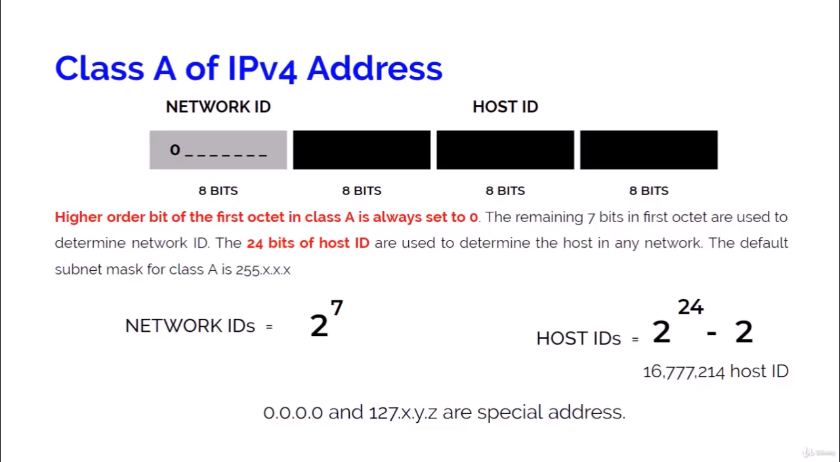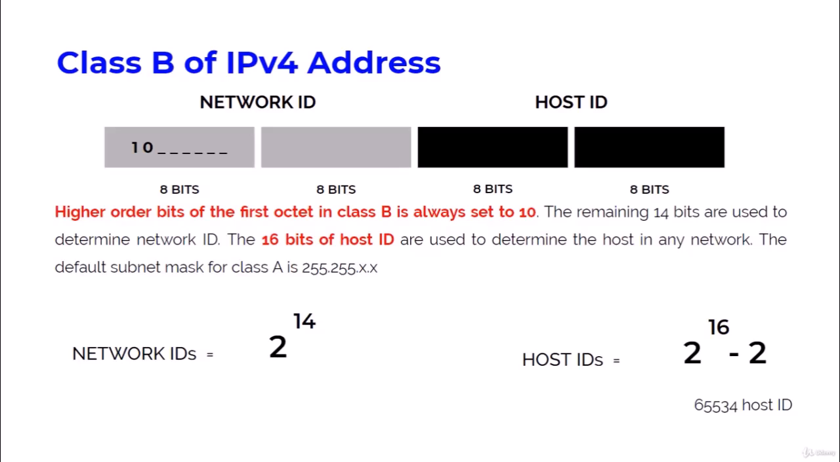The 24 bits of host ID are used to determine the host in any network. The default subnet mask for class A is 255.x.x.x. Now you may have a question, what is a subnet mask? Don't worry, we are going to talk about subnetting and subnet masks after this lecture. Note that 0.0.0.0 and 127.x.y.z are special addresses as we have discussed a couple of minutes before.